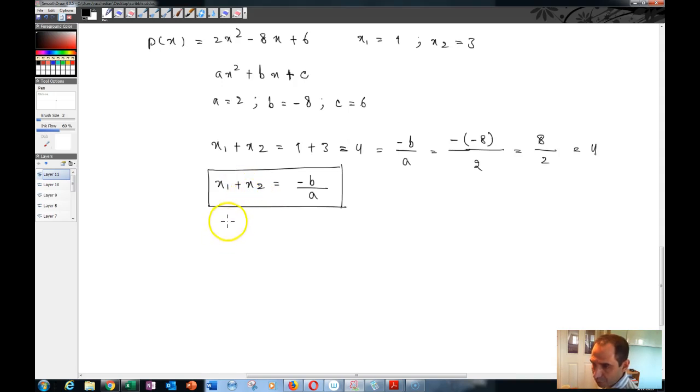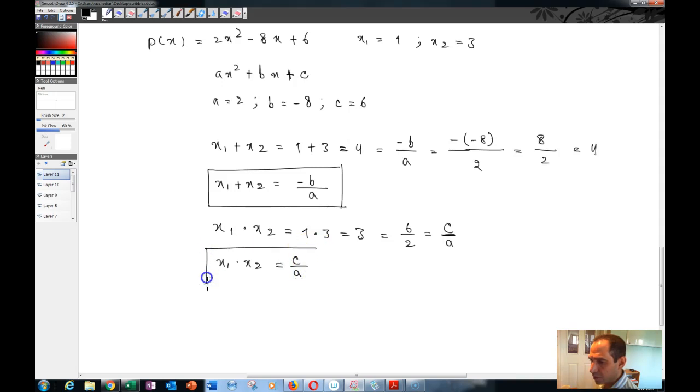Also, if you multiply the two roots together, x1 times x2, it's going to be equal to 1 times 3, which is equal to 3. And that's equal to 6 divided by 2, which is equal to c by a. So you can write x1 times x2 is equal to c by a.